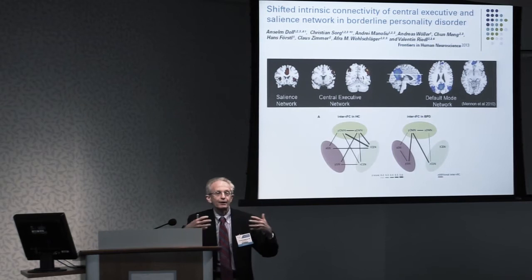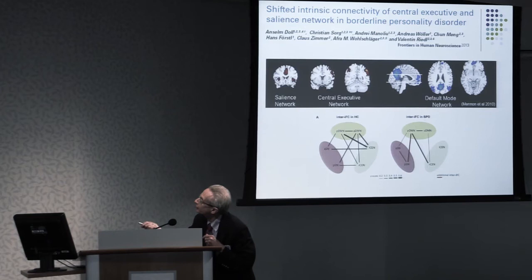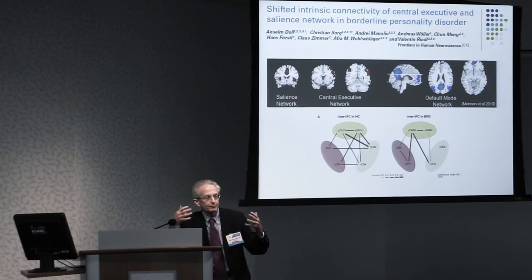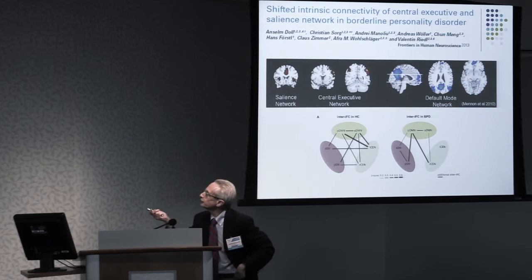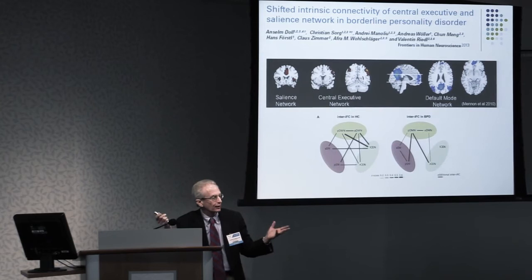And so an area obviously important for us in the study of personality. And then the central executive network, the dorsolateral prefrontal cortex, the posterior cingulate cortex, the parietal cortex, is involved in working memory, attention allocation, when one is going to do tasks. Well, there's an interesting study done by Dahl and his group, which looked at the connectivity between these intrinsic networks in healthy people and in borderline patients.